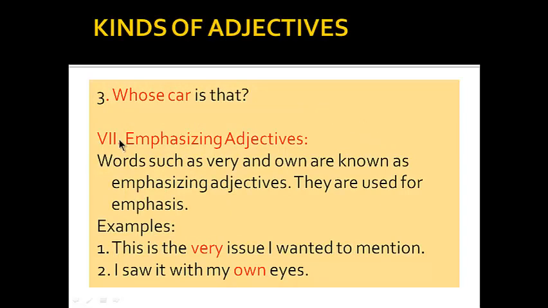The seventh type of adjectives that we are going to discuss here is known as emphasizing adjectives. Words such as very and own are known as emphasizing adjectives. They are used for emphasis. For example, this is the very issue I wanted to mention. I saw it with my own eyes. There is an emphasis in these two sentences. That's why they are known as emphasizing adjectives.